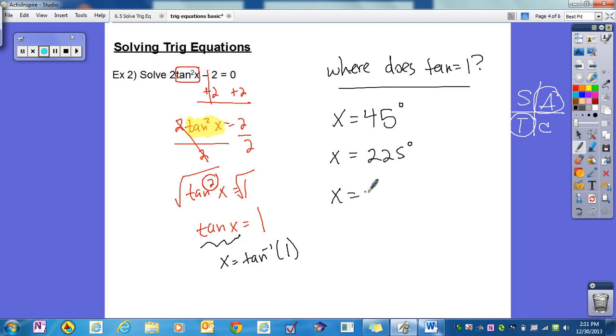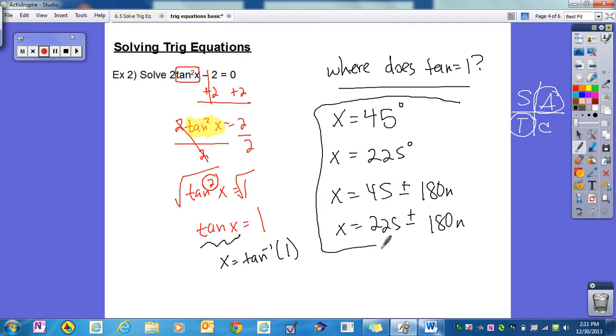But I still have to take my first answer, plus or minus. This time I'm going to do 180n because my period for tangent is negative 180 to 180, not negative 360 to 360. Alright, so then I also take my second answer of 225, plus or minus, again, 180n. So these are all of my possible values.